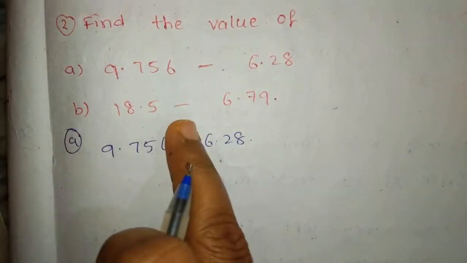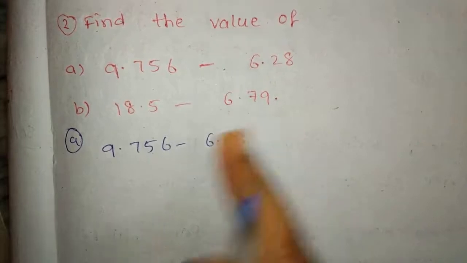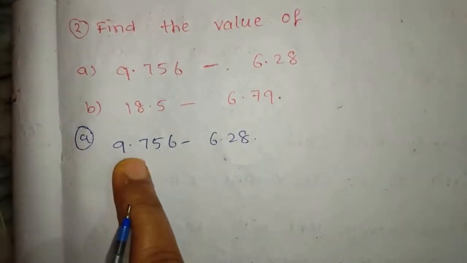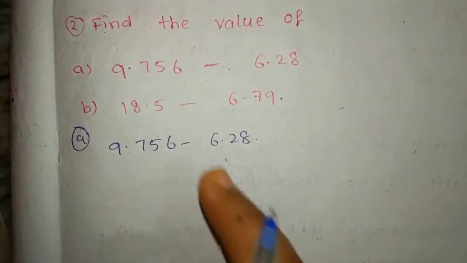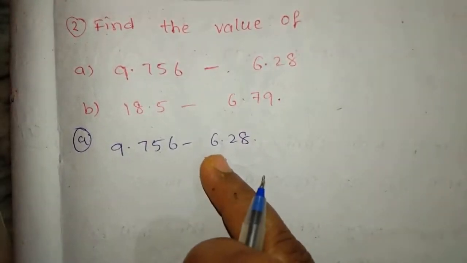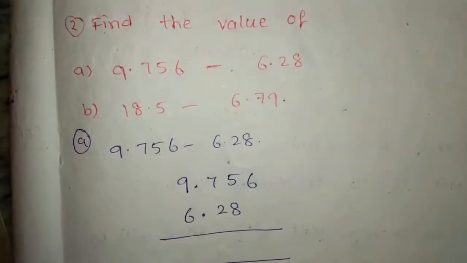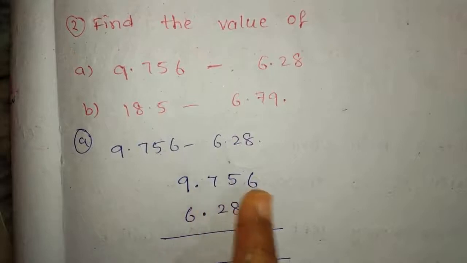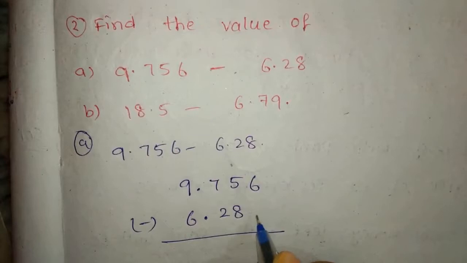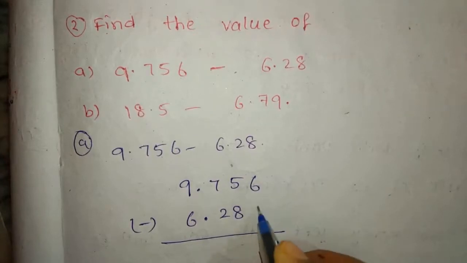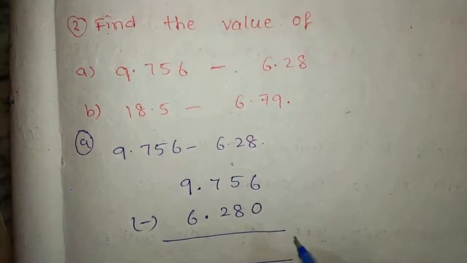Now let us see the next question, that is find the value of (a) 9.756 minus 6.28, and (b) 18.5 minus 6.79. Now let us see (a), that is 9.756 minus 6.28. Here also we write the bigger number first, then below it the smaller number. That is 9.756 minus 6.28. Here there is no digit in the thousandths place, which means we keep a 0.